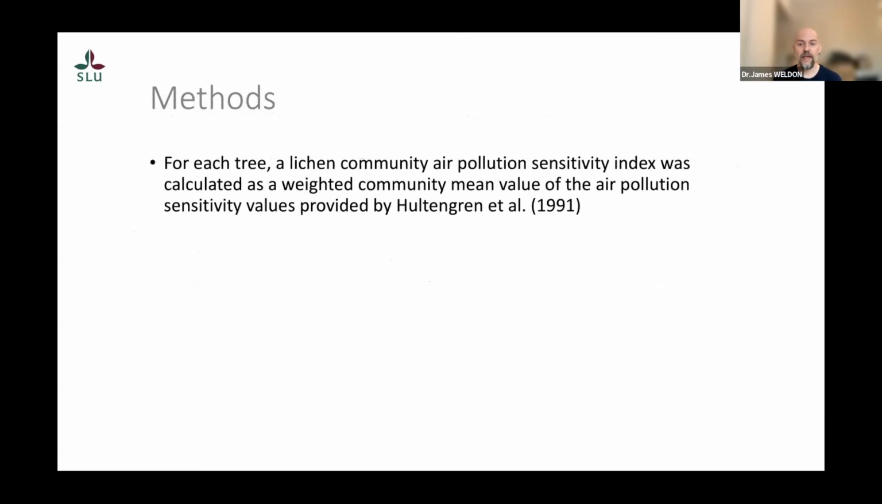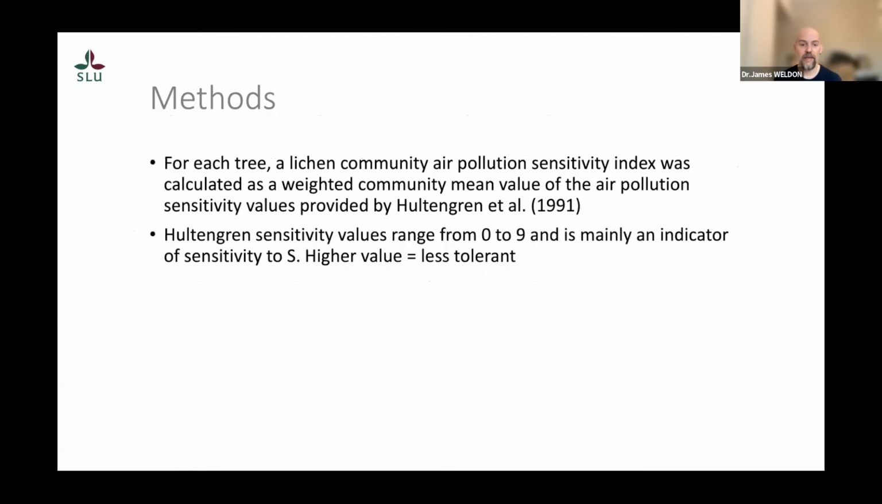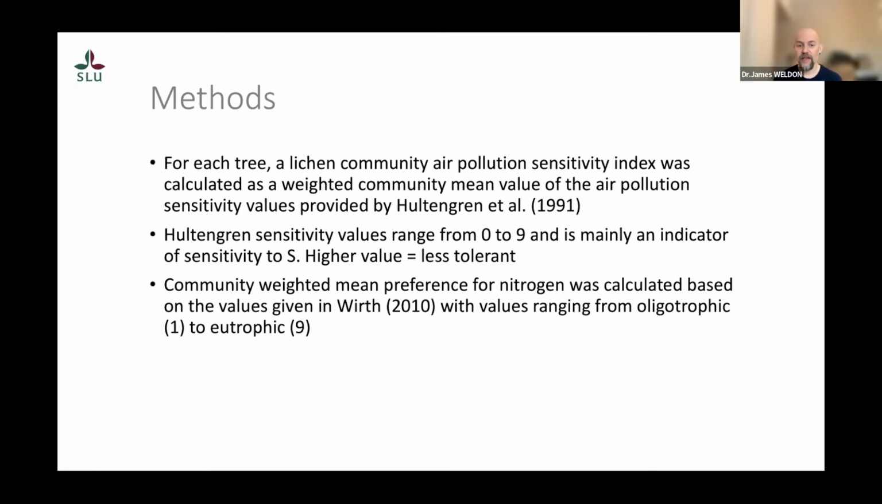How did we look at this? For each tree, we made a community weighted mean value for the species present and their tolerances for air pollution, based on sensitivity values that were published a while ago by Hultengren and colleagues. A higher value in this Hultengren sensitivity index means it's less tolerant to sulfur, so these are less acid tolerant species. And again, the same for nitrogen, using values given in Wirth et al. These range from oligotrophic species to eutrophic, and we did a community weighted mean.